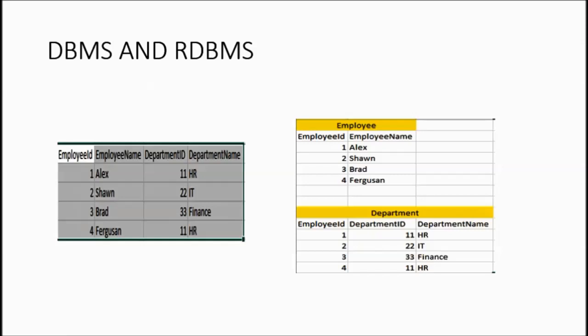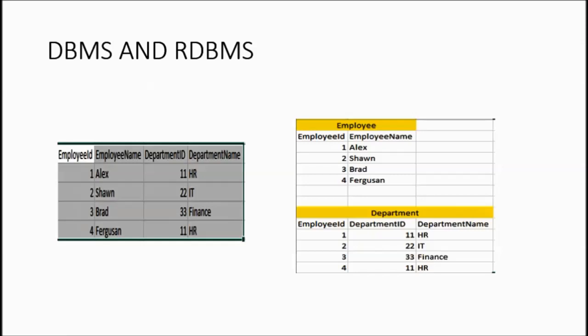So in our DBMS, we have a single table called employee that stores the employee ID, employee name, department ID, department name, all in a single table. Why are we doing it? Because we don't have any facility for maintaining relationship between tables.